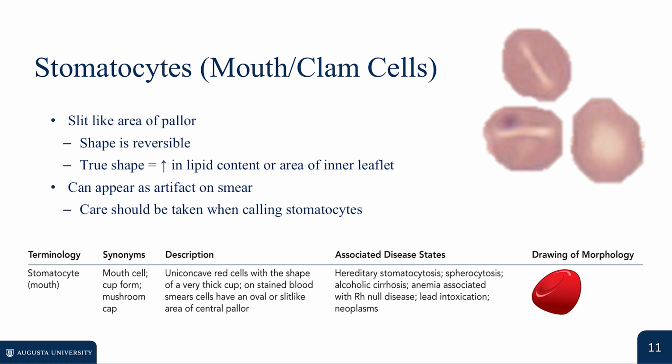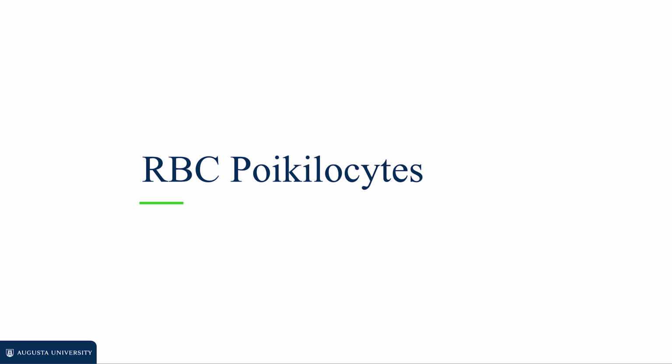While true stomatocyte morphology can be reversible, it is also one of the most common artifacts encountered on peripheral blood smears. Artifactual stomatocytes frequently result from slow smear drying, acidic stain pH, or improper slide preparation techniques. When genuine stomatocytosis is present, clinical associations include hereditary stomatocytosis, acute alcoholism, obstructive liver disease, and Rh deficiency syndrome.